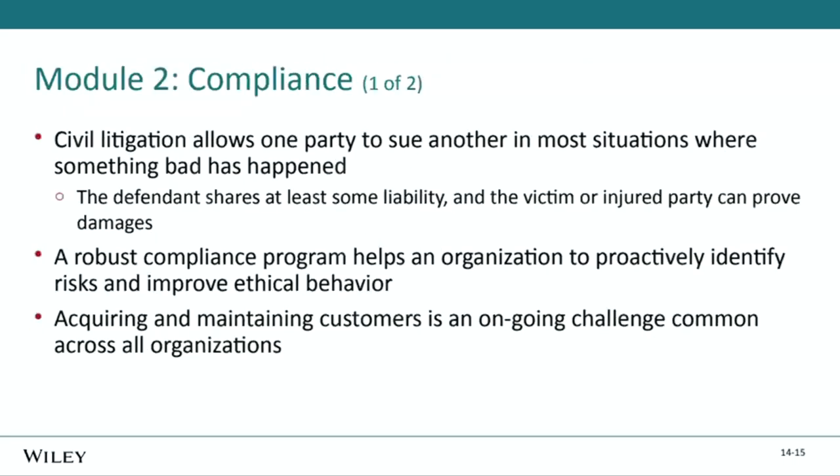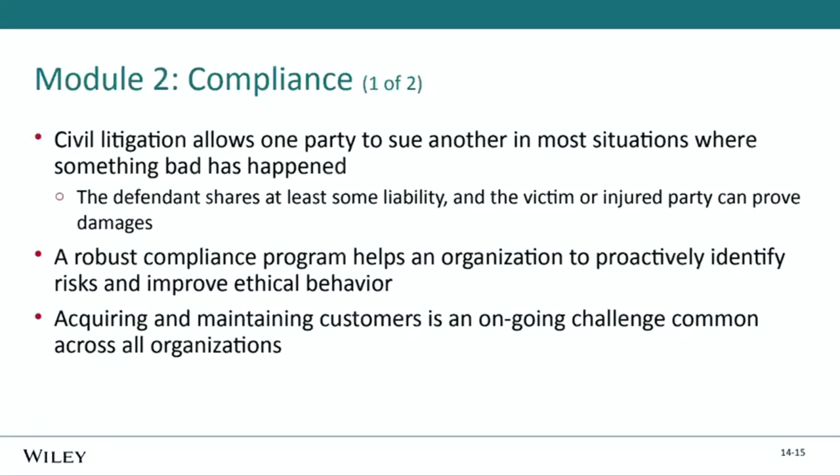Module 2, compliance. So I have civil litigation, suing people. Civil litigation allows one party to sue another in most situations where something bad has happened and the plaintiff has been damaged in some way. The defendant shares at least some of the liability, and the victim or injured party can prove the damages. That's civil litigation. A robust compliance program helps an organization to proactively identify the risks and improve ethical behavior.